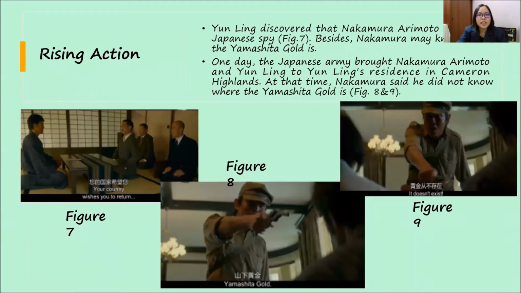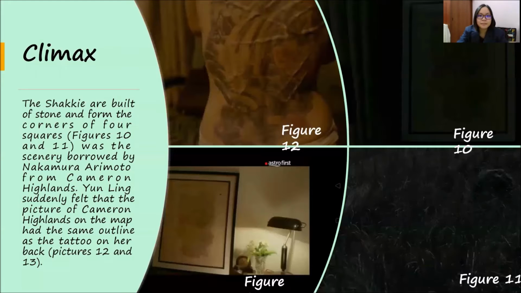Rising action. Yun Ling discovered that Nakamura Aritomo may be a Japanese spy. Besides, Nakamura may know where the Yamashita gold is. One day, the Japanese army brought Nakamura and Yun Ling to Yun Ling's residence in Cameron Highlands, which is Frederick's home. At that time, Nakamura said he did not know where the Yamashita gold is.